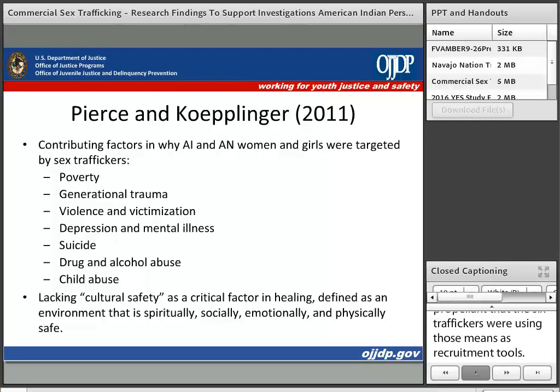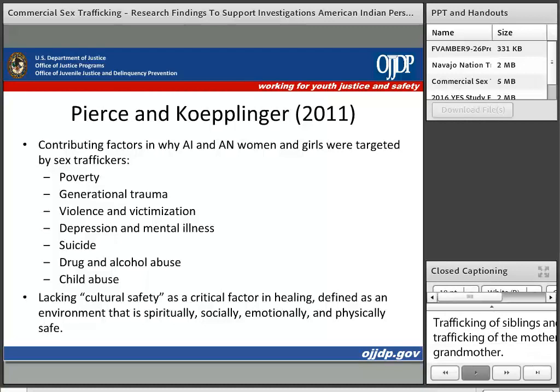They also talked about historical generational trauma and the risk factors that emerged from that historical generational trauma, to include violence and victimization in their families and their communities, depression, mental illness, suicidality, drugs and alcohol abuse, child abuse, intergenerational prostitution, which is something you'll hear about in another study as well, the trafficking of their siblings, and the trafficking of their mother or grandmother.